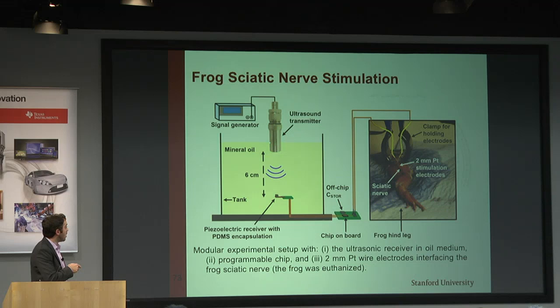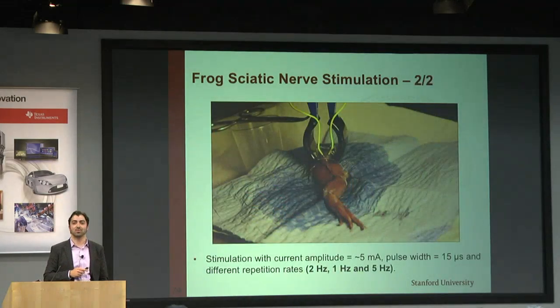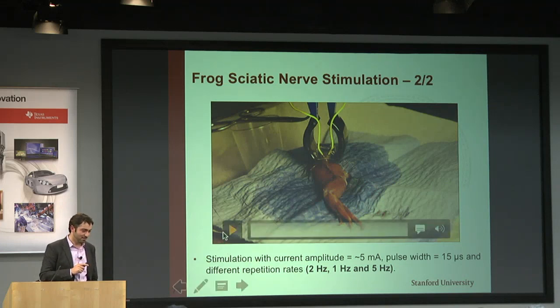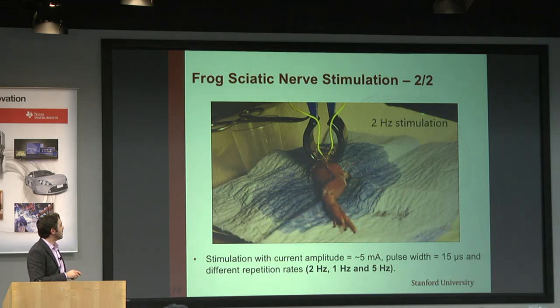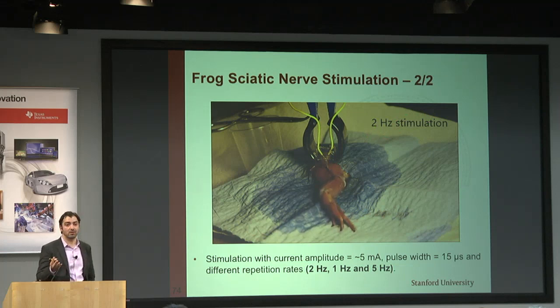What this video is supposed to show, I promise this is the last video, is more interesting than the other one, depending on your interest, I guess. This is stimulation of a frog leg, and we're powering the implant, putting different sequences in. You can see that we start with a 2 hertz stimulation, and then we change the stimulation patterns to half hertz and up to 5 hertz, and we have responses in the tissue. So let me skip it.